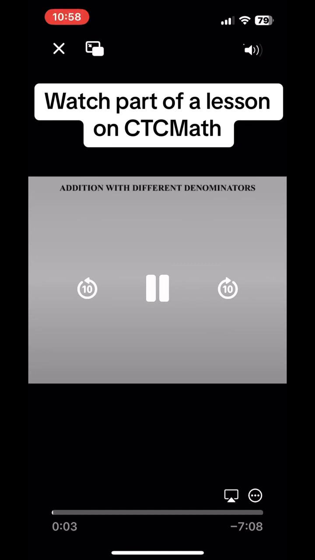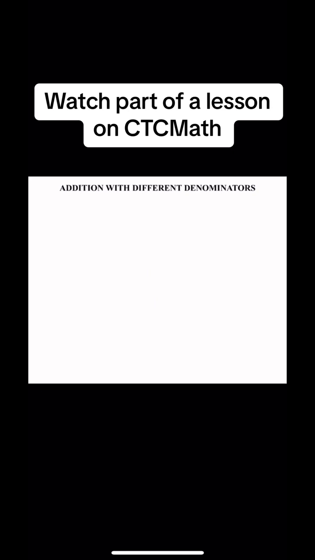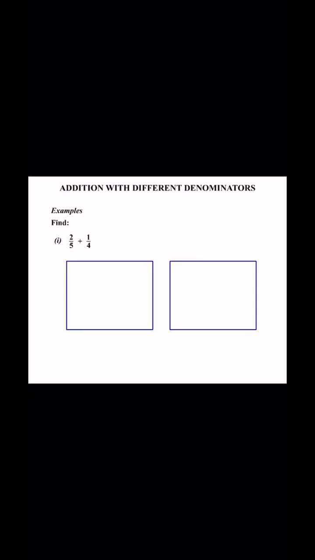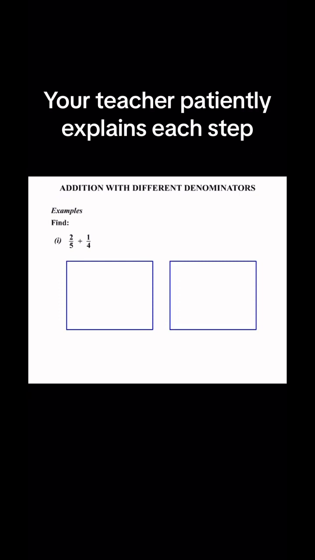Now in this, we're looking at addition with different denominators. Examples. Let's find, firstly, 2/5 plus 1/4. Now we can see then that the denominators are different. We'll start by way of illustrating with a diagram.